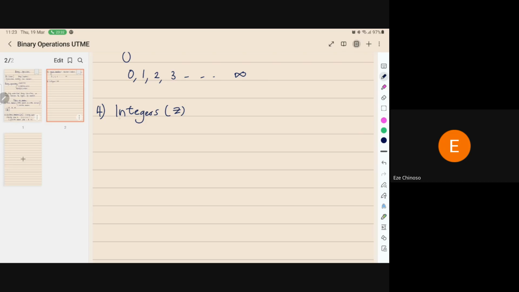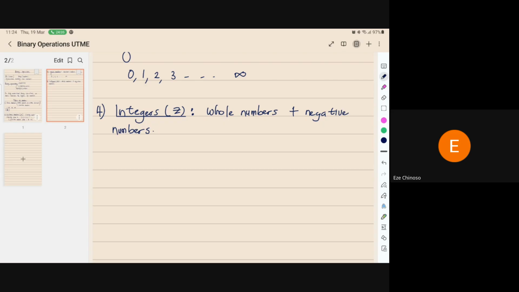Integers, Z, right? We write it as Z. When you see Z, you know that you're talking about integers. So this one is simply your whole numbers plus negative numbers. Here you are counting negative numbers as well. These are the kind of numbers that every science or mathematics student should be aware of, because it's going to help you as you continue your journey on sets.